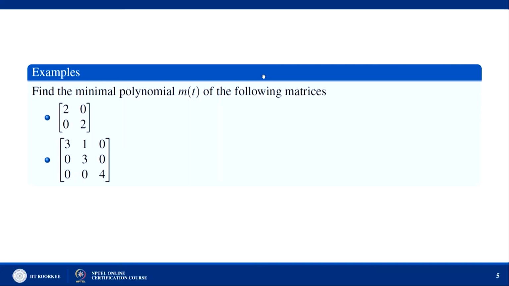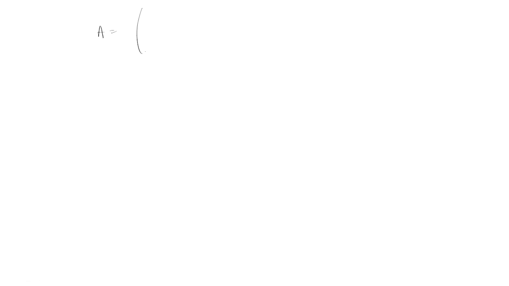Now, let us take the second example to see what the minimal polynomial of this is. Here A is the matrix 3 1 0, 0 3 0, 0 0 4. It is an upper triangular matrix, and in the case of an upper triangular matrix, eigenvalues are simply the diagonal elements. So, what are the eigenvalues of this matrix? These are 3, 3 and 4.